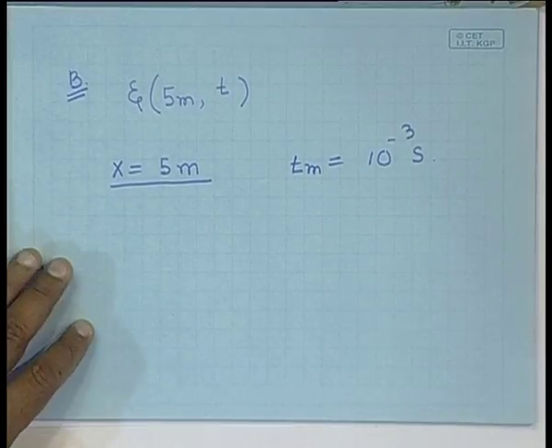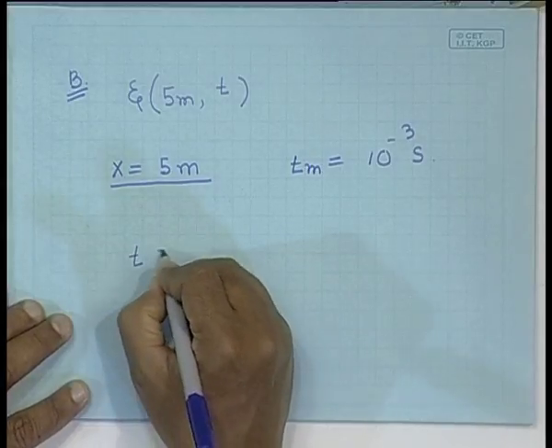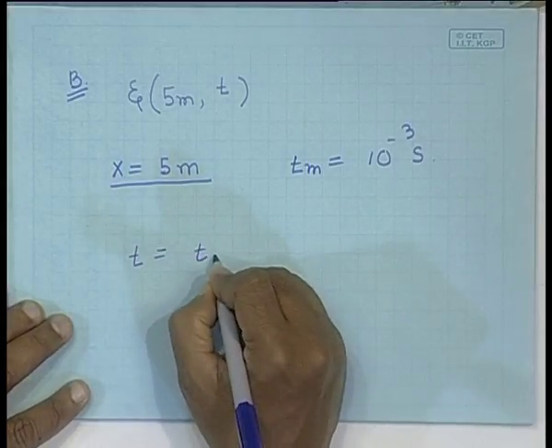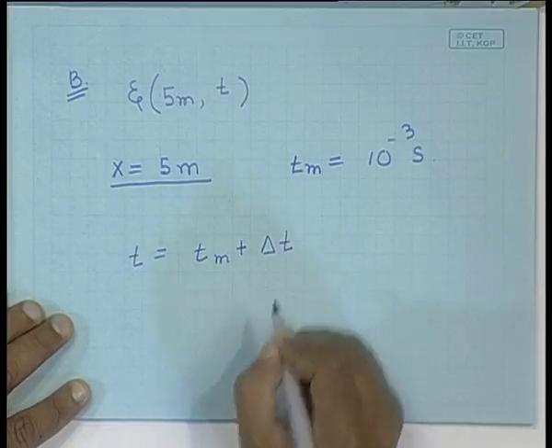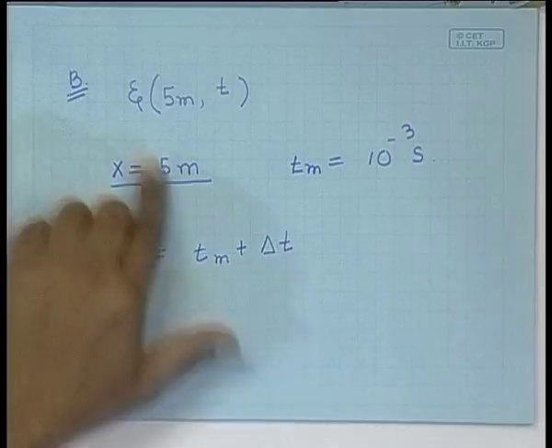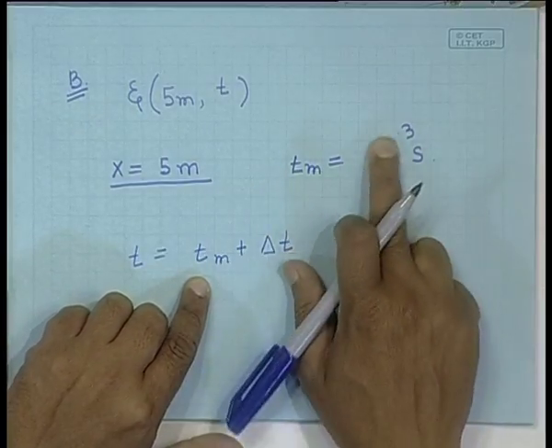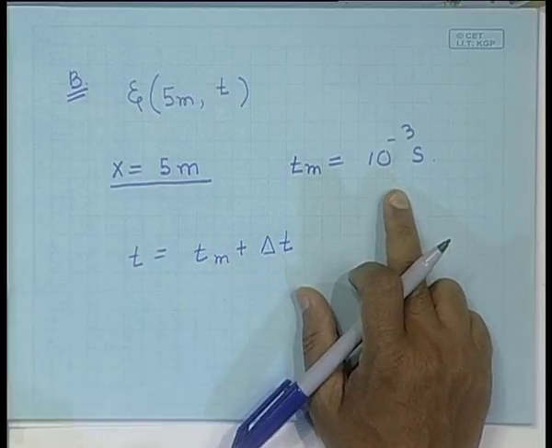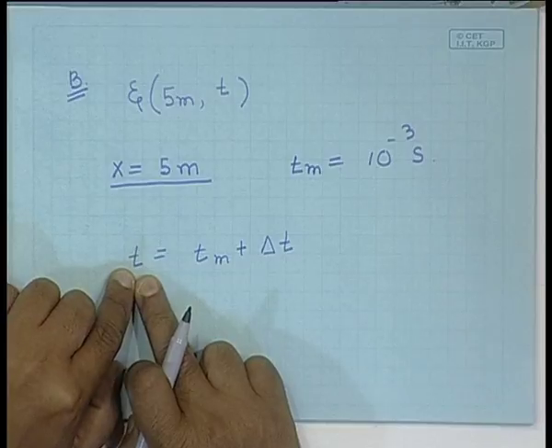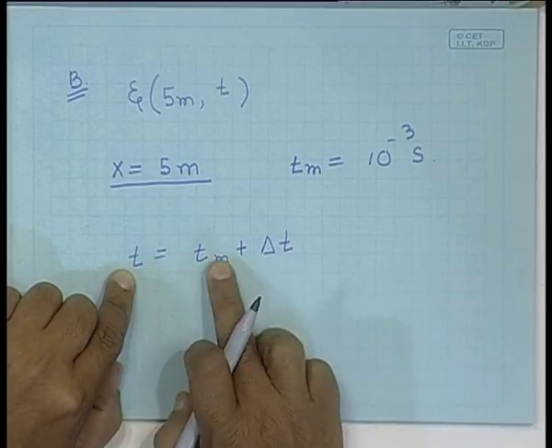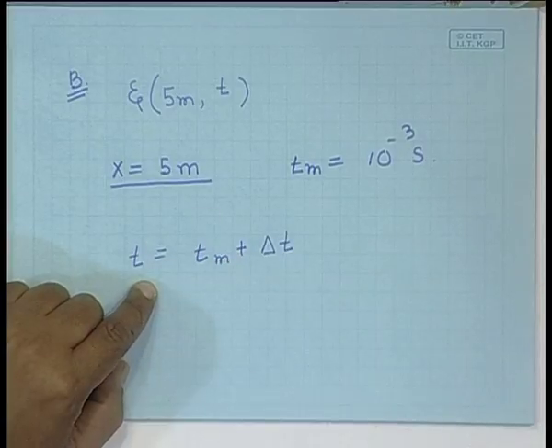Now, we want to plot this xi as a function of time. So, let me write any arbitrary time instant as the difference from the time instant when the displacement is maximum. This t maximum refers to 1 millisecond. This is the instant when this xi is maximum, and if you look at any arbitrary time, the difference from this time instant when the displacement is maximum, I am calling delta t.